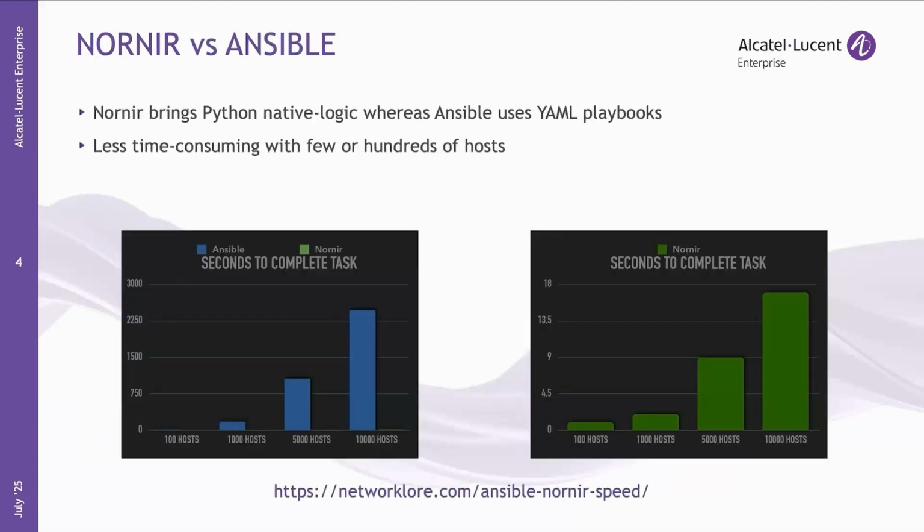Nornir uses Python for task logic, giving you full programming flexibility, whereas Ansible relies on YAML playbooks, which are more structured but less customizable. In terms of speed, these graphs show that Nornir is significantly less time-consuming, especially as the number of hosts increases. You can see that with a few or even thousands of hosts, Nornir completes tasks much faster than Ansible, making it ideal for larger-scale automation where performance is critical.